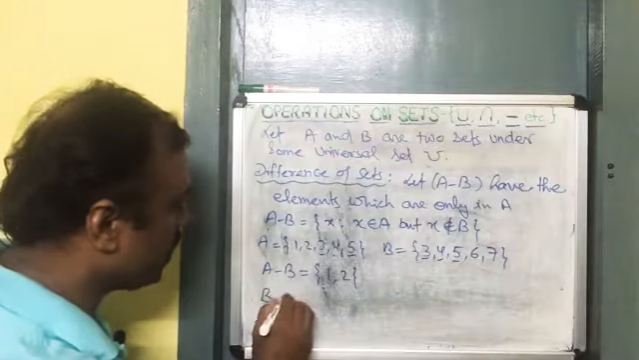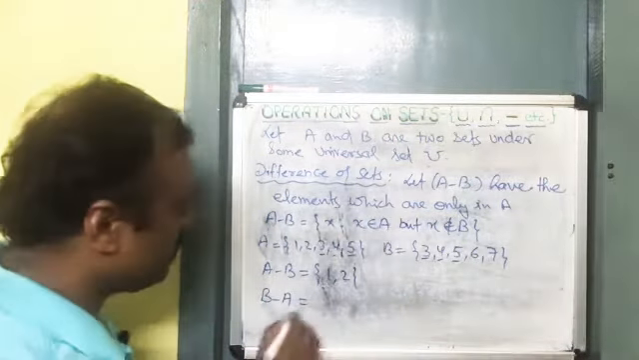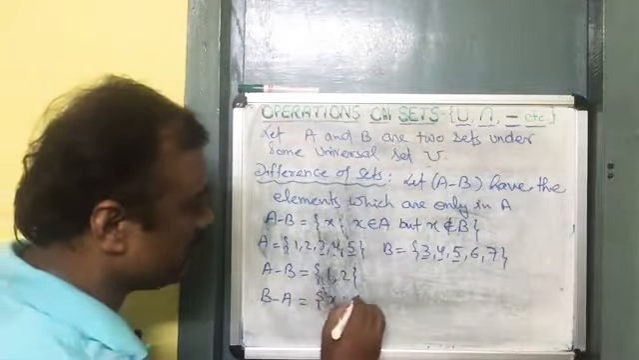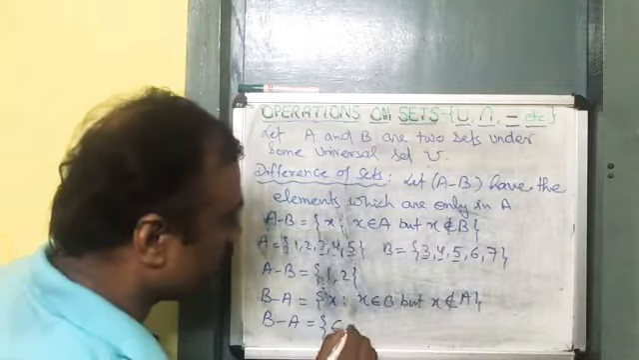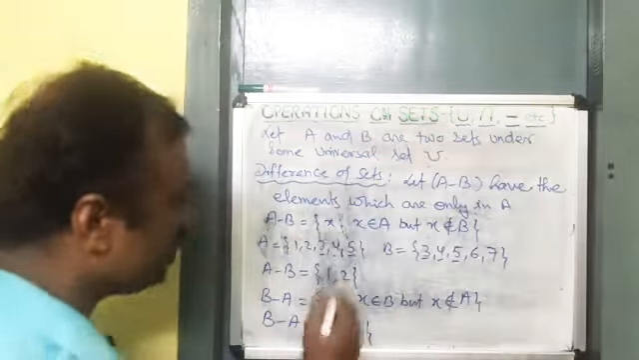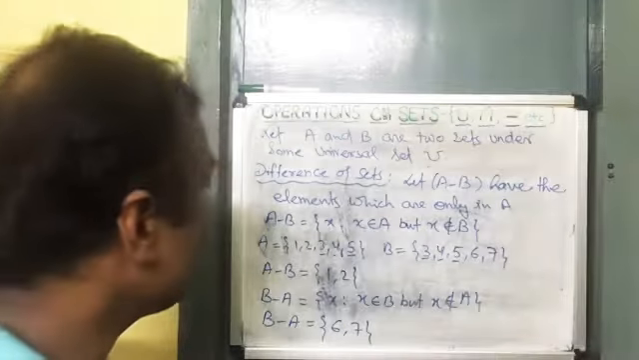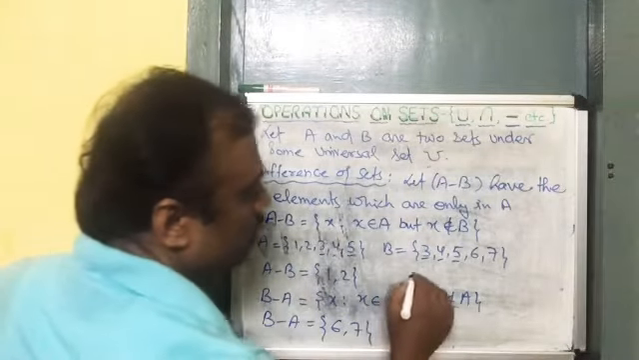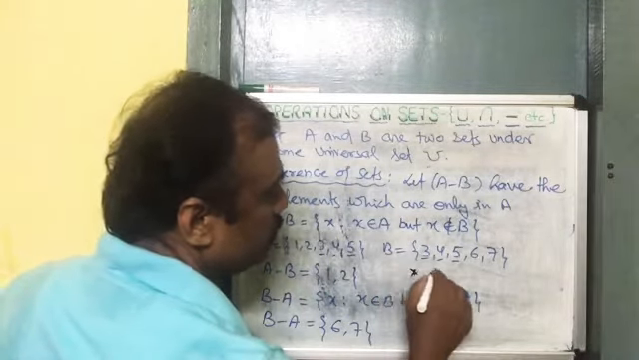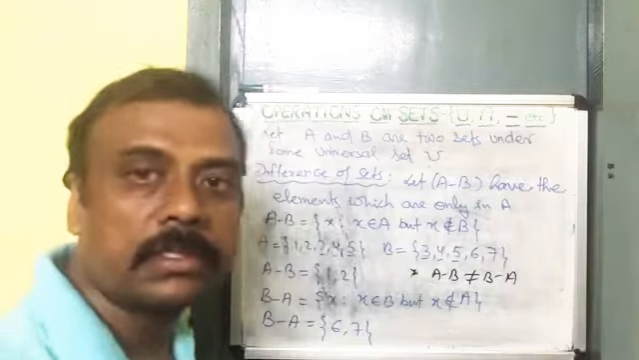Similarly, we can define B minus A. B minus A is {x such that x belongs to B but x does not belong to A}. Here B minus A is: just remove the common elements 3 4 5 from B, so 6 7 is only there. From here you can see that A minus B is not equal to B minus A.